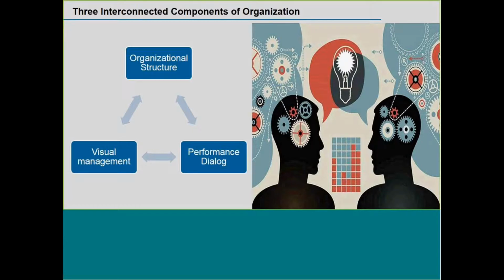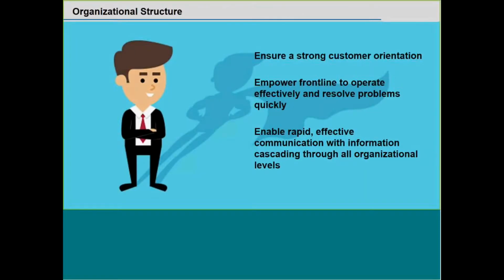There are 3 key interconnected components of any organization: the organizational structure, the performance dialogue, and the visual management, which helps these organizations communicate. Let's start off with a little bit of the organizational structure. The first thing that the organization must do is ensure strong customer orientation.